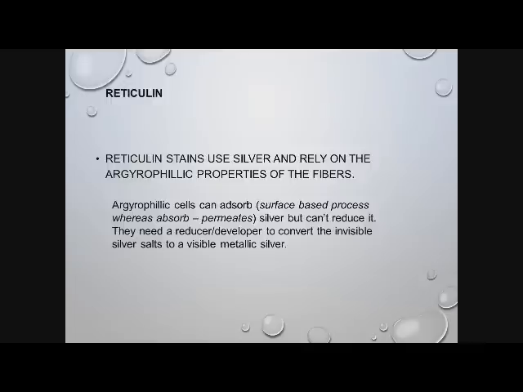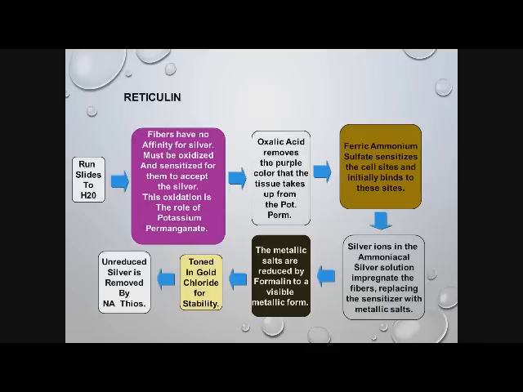It can't reduce the silver. So it basically needs a lot of help. So this is it in a nutshell. The fibers have no affinity for silver. They have to be oxidized. They use potassium permanganate to oxidize it. Then you use the oxalic acid, which comes next, to remove the purple that the tissue takes up. Everything is purple when it comes out of potassium permanganate.